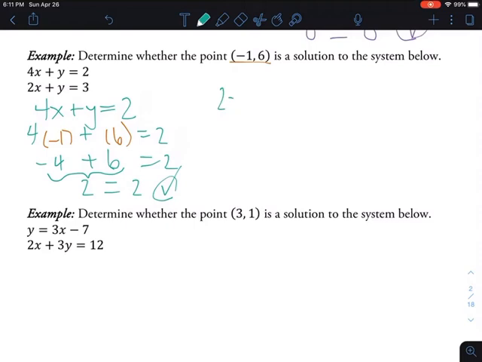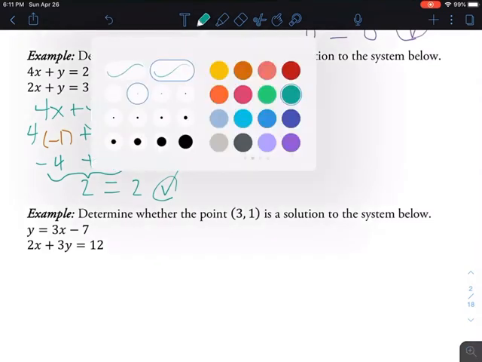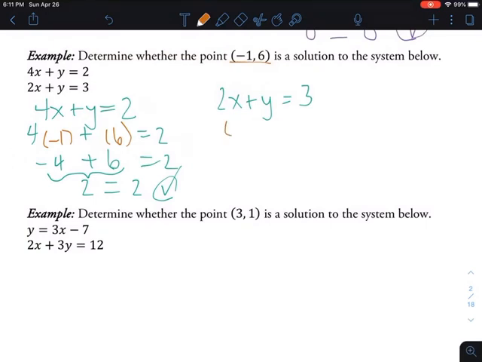So now we have 2x plus y is equal to 3. And again, I'm just going to plug those x and y values in, that negative 1 and the 6, and we're going to see if it makes sense when we simplify both sides of the equation. Okay, so 4 times, oh dear, I made a little writing error there. Let's just fix that up. There we go. 2 times negative 1 is negative 2, plus 6 is equal to 3. And when we add negative 2 and 6, we're actually going to get 4, right, is equal to 3.